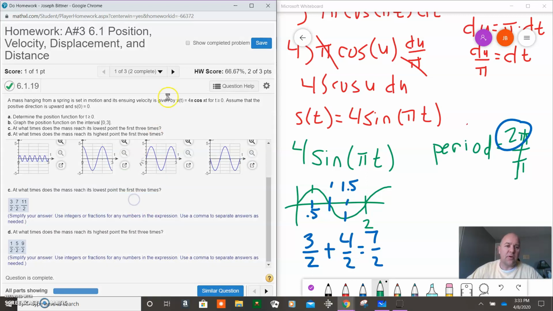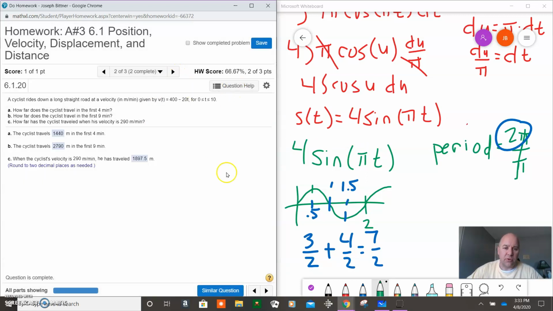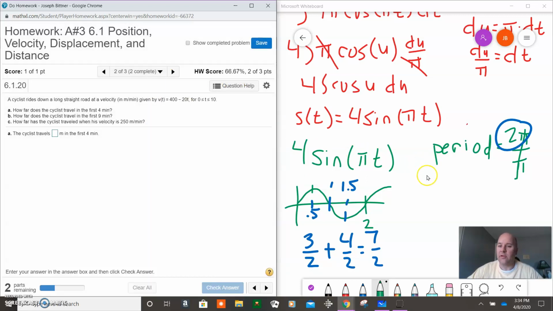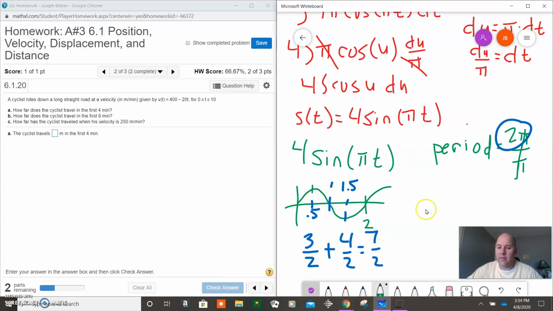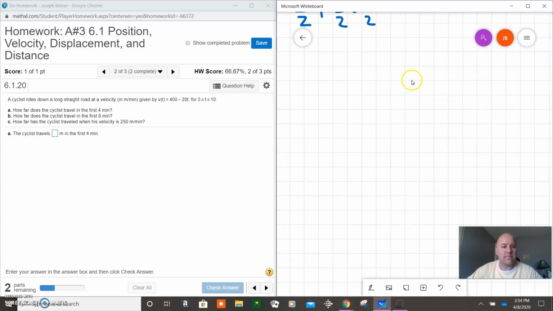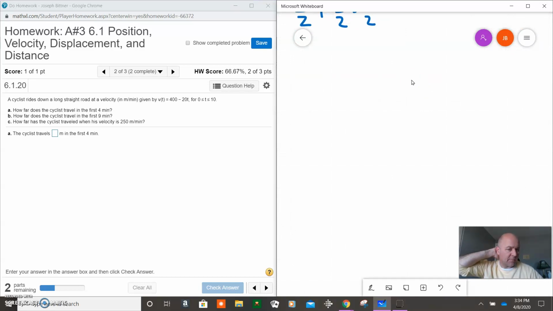All right, let's move on to number 2. Oops, I've already worked this out, so I'm going to clear that out. And let me get a blank screen here. So finishing up here, really problem 2 and 3, very similar to each other. There's not really much of a difference.